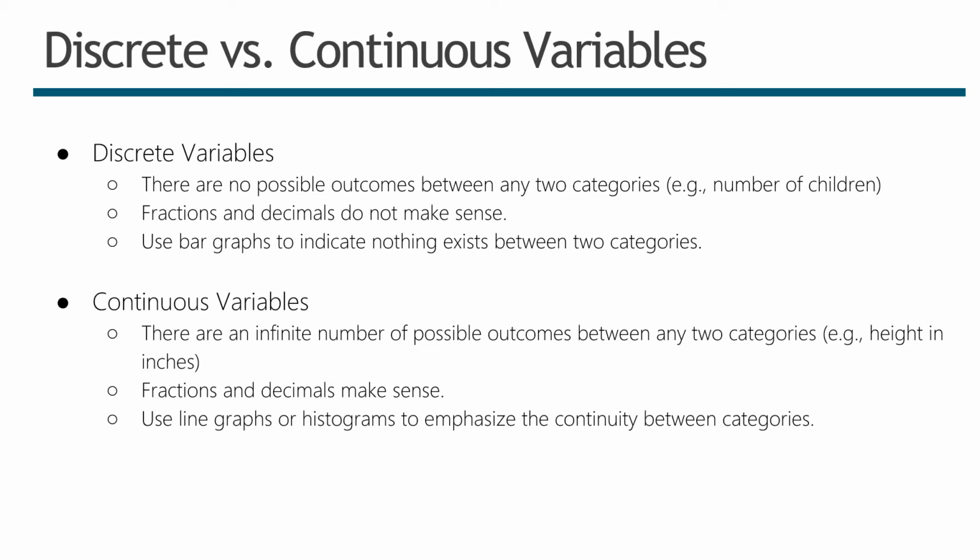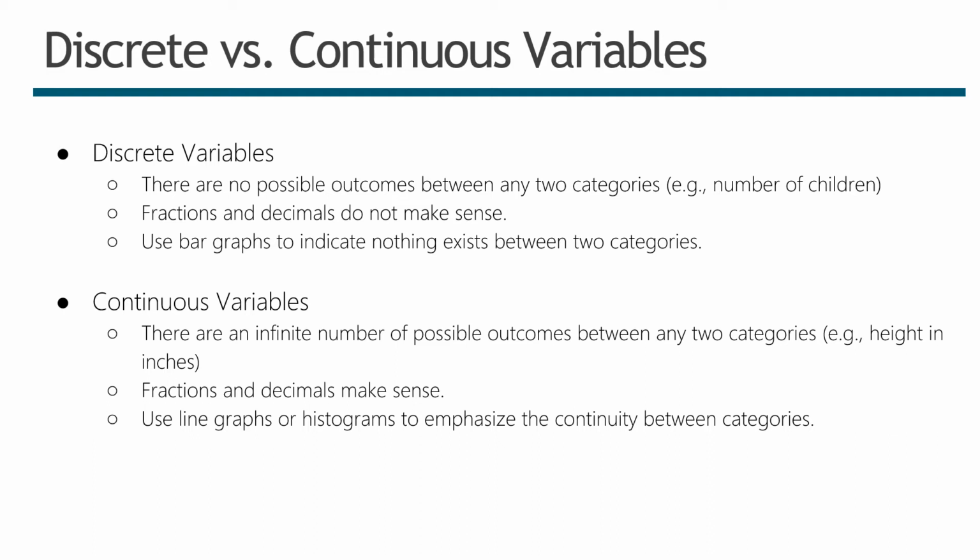Now, in addition to knowing whether or not a variable is nominal, ordinal, or interval ratio, you also need to know if it's discrete or continuous. A discrete variable just means that there are no possible outcomes between any two categories. For example, if I ask you how many children somebody has, they can't have a fraction. A fraction doesn't make sense. You have 1 child, 2 children, 3 children. You're not going to say 1.5. I realize people get into sort of mental gymnastics here, thinking about stepchildren and things like that. But you understand the principle here that you only have whole children. In these cases, fractions and decimals don't make sense.